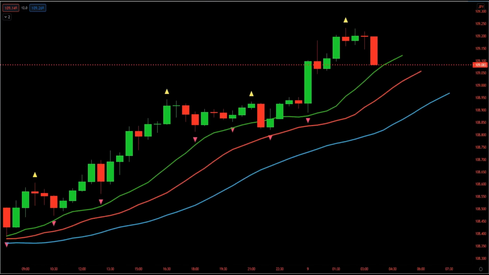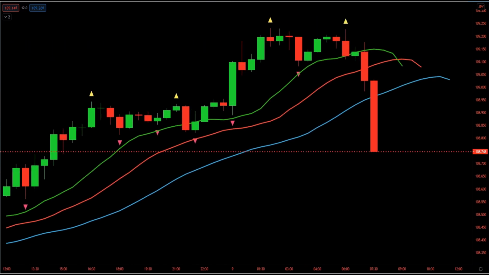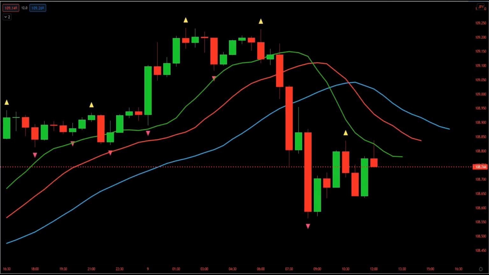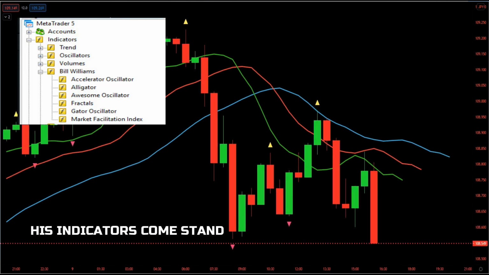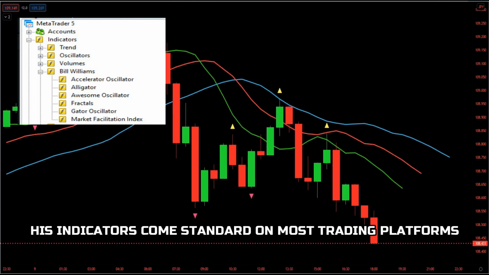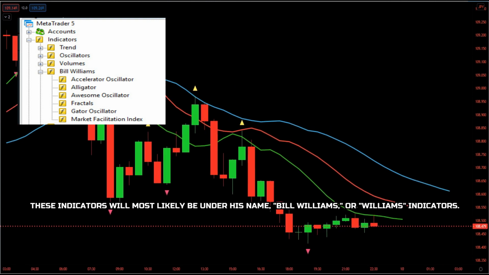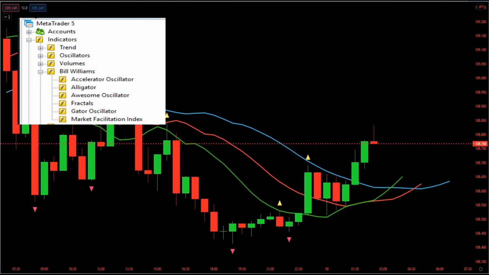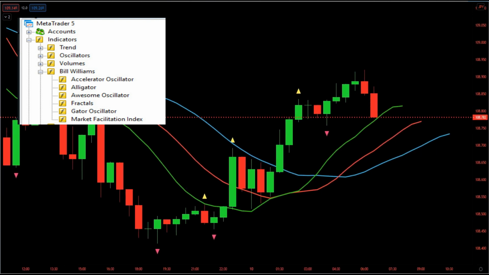But the important part to note about all of this is that his analysis and perspective of the market were different. These powerful indicators are not outdated, as some claim. They work very well when you apply the right strategy. His indicators come standard on most trading platforms. These indicators will most likely be under his name, Bill Williams, or Williams indicators. As you can see, those are all 6 of Bill Williams' powerful indicators that come standard on your trading platform.